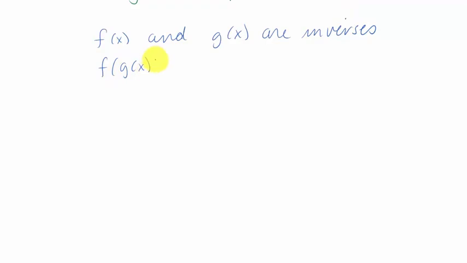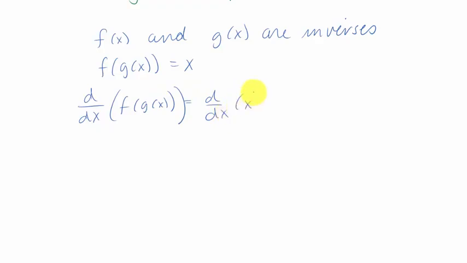Okay, so let's go ahead and look at two functions. I'm going to tell you that f of x and g of x are inverses. So the first thing we're going to do is remember that f of g of x equals x, by definition. So if we take the derivative of each side, we're going to take the derivative with respect to x of f of g of x, and we're also going to take the derivative with respect to x of x. Now, when we take the derivative of the left side, you have to use the chain rule, so this is going to result in f prime of g of x times, by the chain rule, g prime of x.